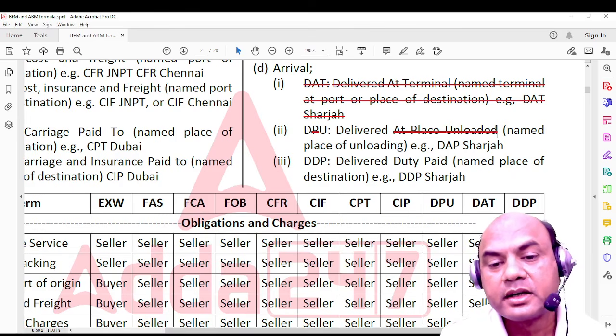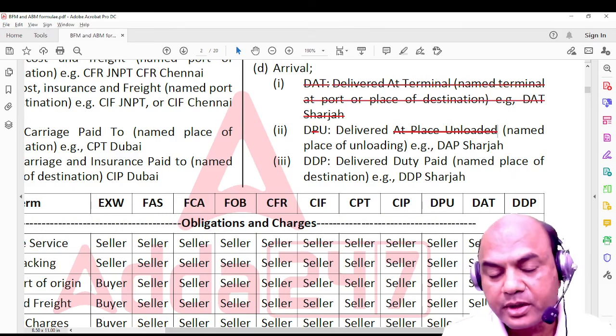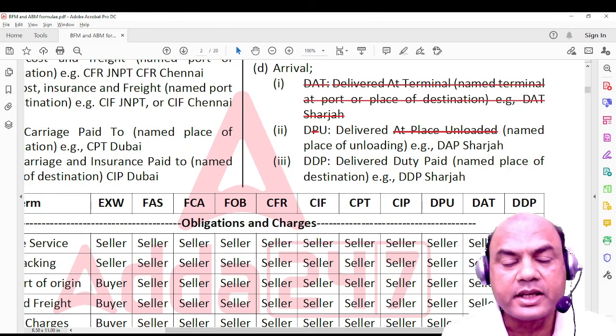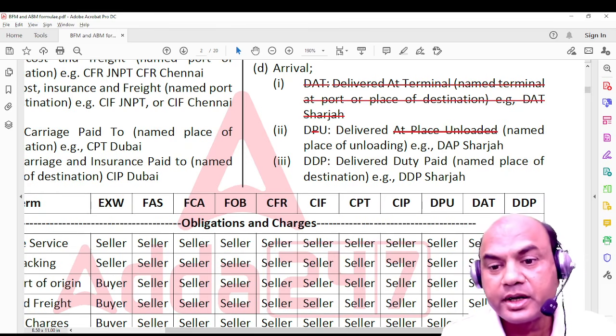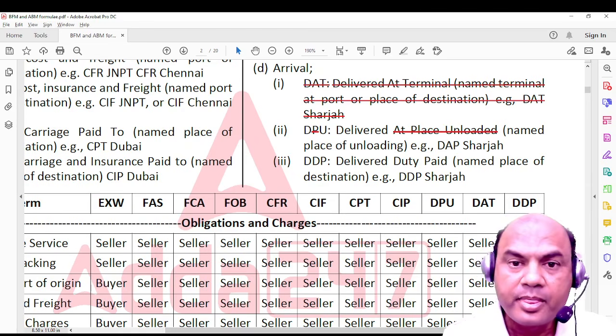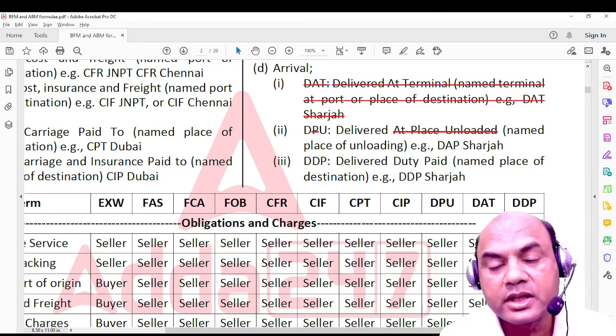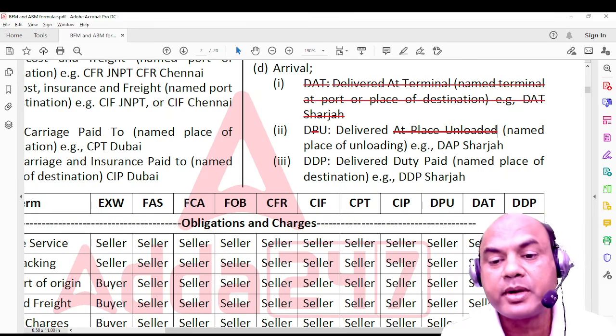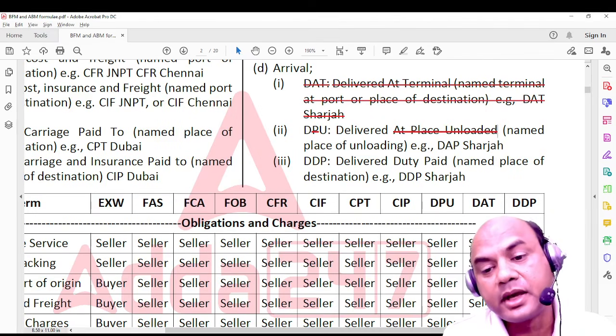Then DDP, delivery duty paid. All the responsibility lies on the seller over here. Complete responsibility. So DDP means all the customs duty and all the charges will be paid by the seller, and the goods will be made available at the buyer site.